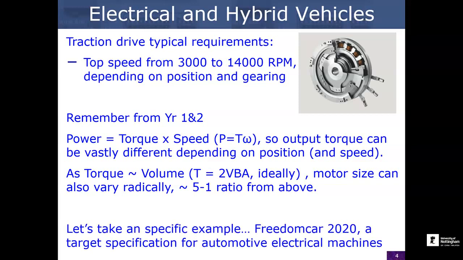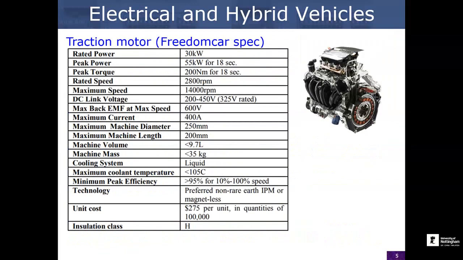Now, one thing we're going to pick out just as an example is Freedom Car. So Freedom Car was basically a target specification for automotive electrical machines. This is something that was come up with as a project working between industry and universities. And the idea of this is, these are the specifications you need for an electric motor if it's going to really be competitive with combustion engines. So these are the specifications you need to give it to actually do that job and to be a viable competitor.